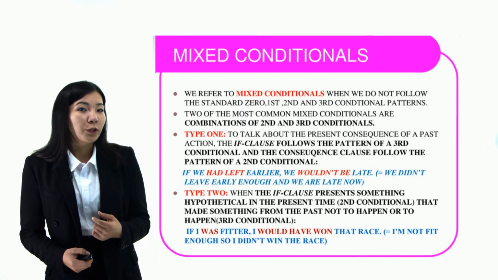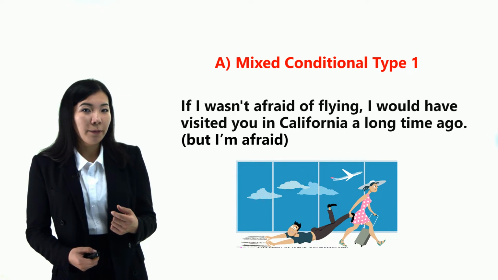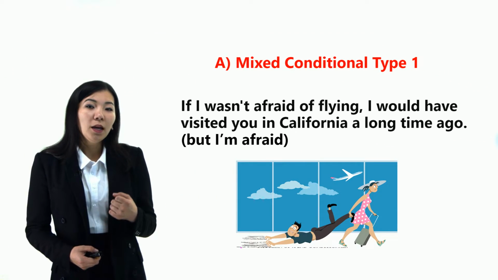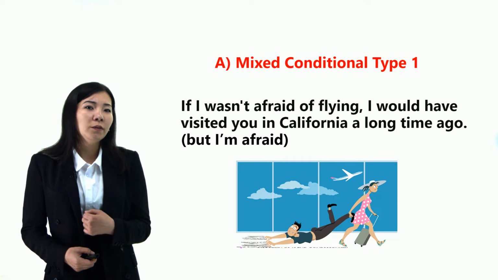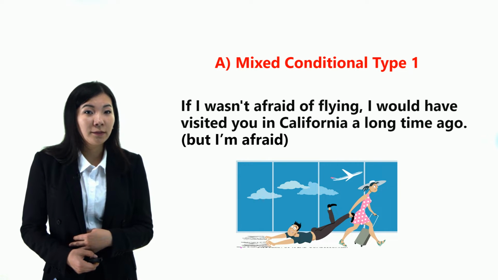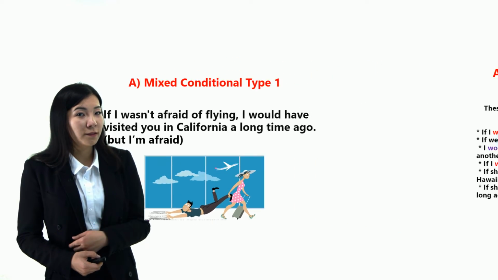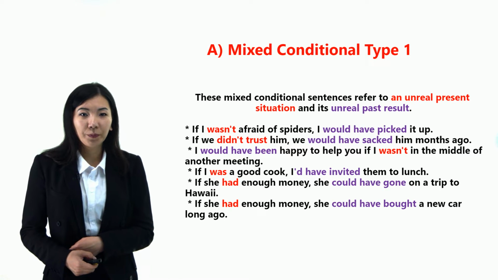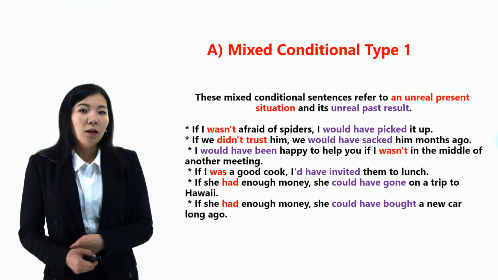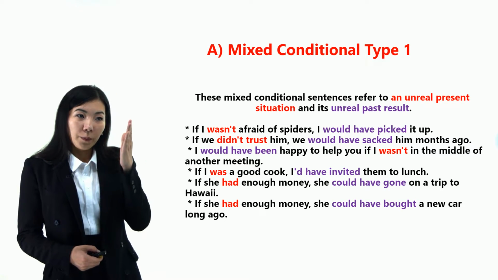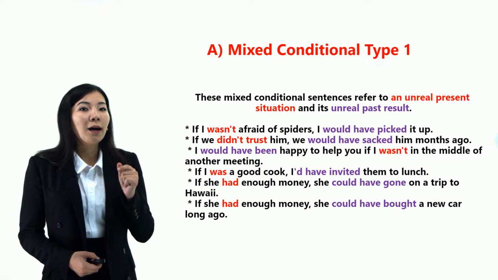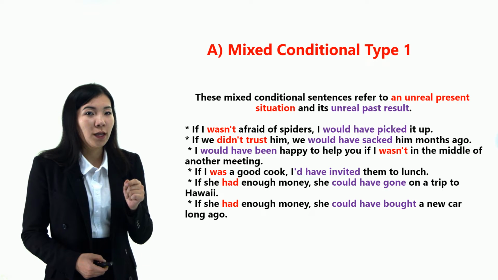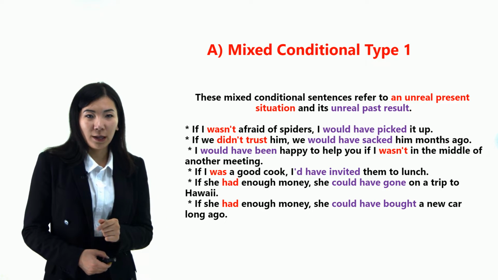So, for example, mixed conditional type 1. If I wasn't afraid of flying, I would have visited you in California a long time ago. But I am afraid. Another example of mixed conditional. So, all these mixed conditional sentences refer to an unreal present situation and its unreal past result.